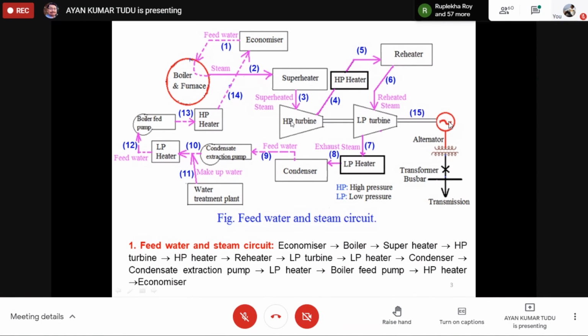Okay, at constant pressure through this HP heater and the reheater. And this reheated steam is then imparted into this LP turbine. Please remember, the turbine that is shown here is a two-stage turbine. There may be a three-stage turbine also.